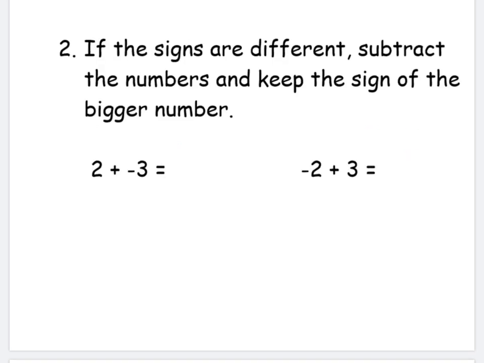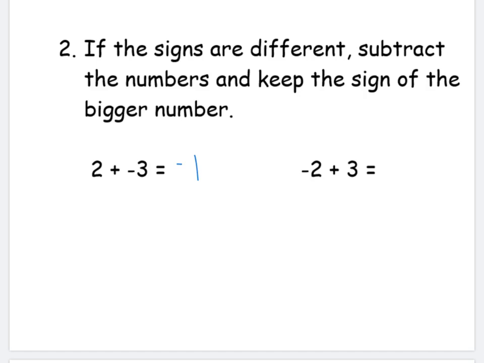The second rule for addition is if the signs are different, you have to take the numbers and subtract, but you keep the sign of the bigger number. So if we're looking at the example 2 plus negative 3, I have to subtract because I have one positive and one negative, so 3 minus 2 is 1. But I have more negatives, or the negative number is larger than the positive, so my answer would be negative 1.